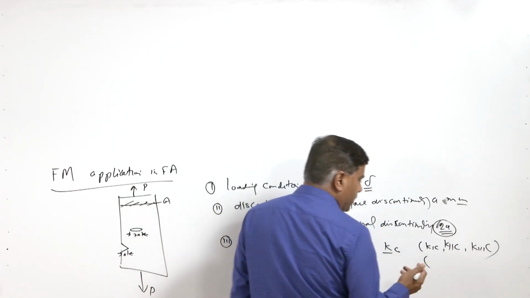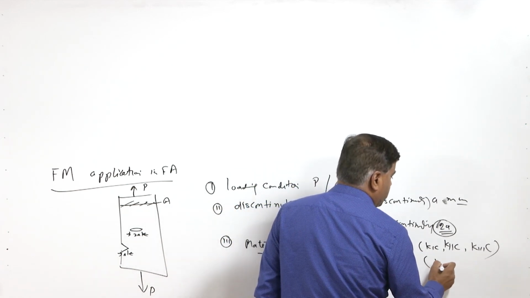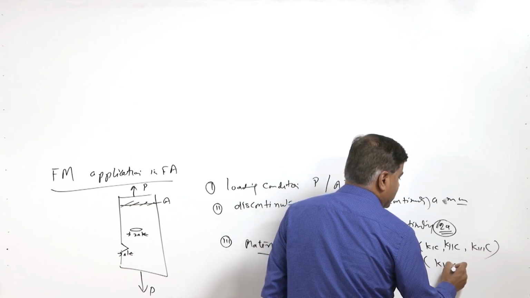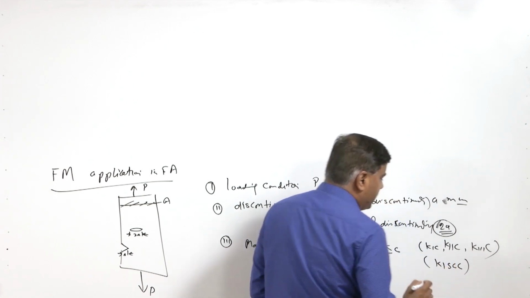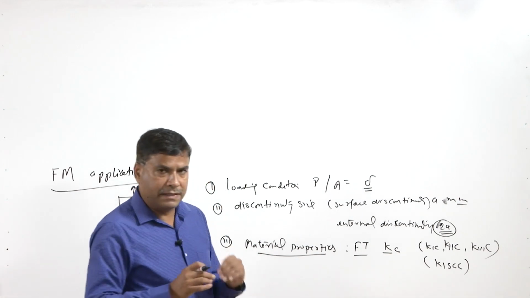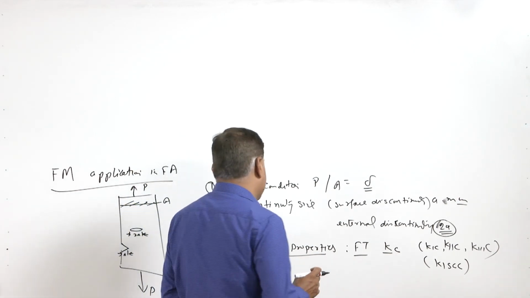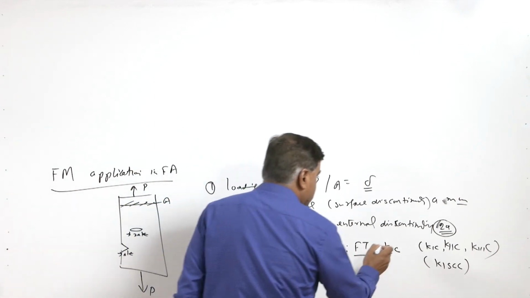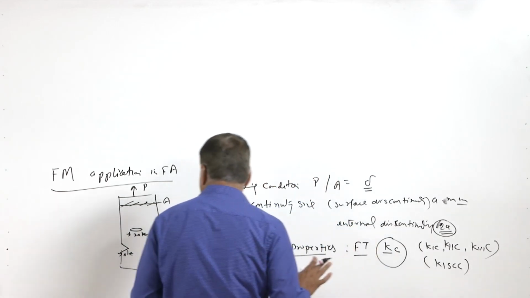A suitable type of fracture toughness parameter is used, and if the component is exposed to corrosive conditions under tensile loading, then we use K1SCC, which means the fracture toughness in stress corrosion conditions. So, this is the material property which is also quantified.